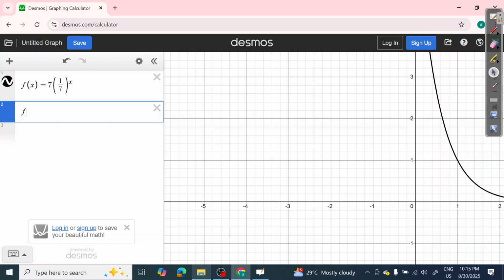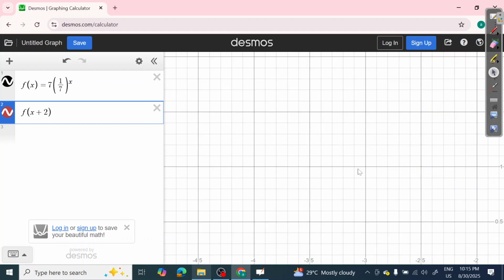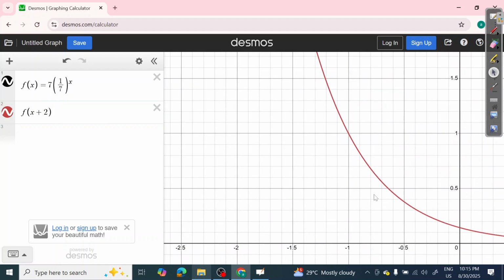So basically you have to find x plus 2. Now check the y-intercept. This is the y-intercept, because this is the red graph that you got after translating. Okay. So what I'm going to do, I'll zoom in and find the y-intercept. They ask you to find the y-intercept, right? So the y-intercept is 0.14 something.